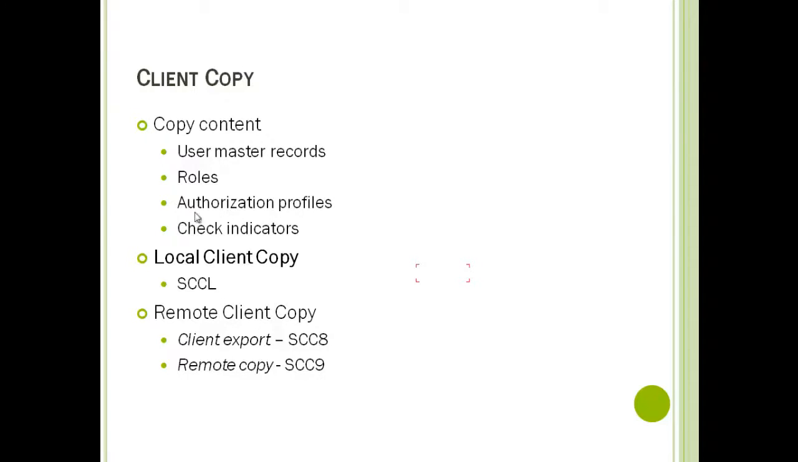We have two types of remote client copy, as we have seen. First one is remote copy, that means using the RFC connection, SCC9, and client export is SCC8. That's the one you export to a file, then you give it to somebody, put it in a hard disk and put it in the other system, then import it again. That is SCC8. Maybe I can show you a little bit how this looks.